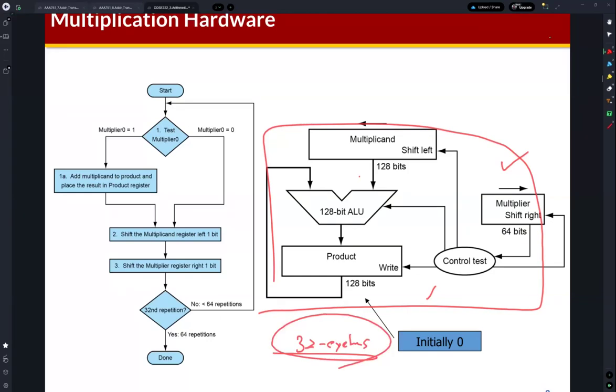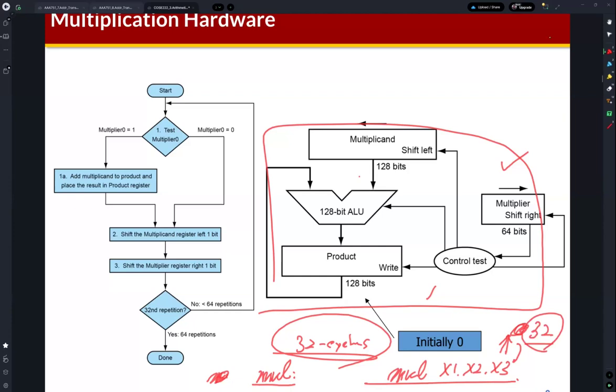For example, if RISC-V performs a multiply instruction like mul x1, x2, x3, then what's the problem? The clock cycles for this mul instruction can be 32.